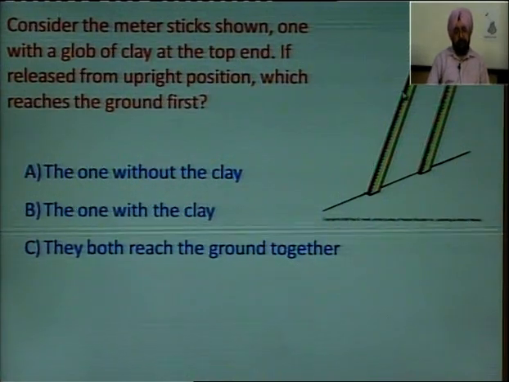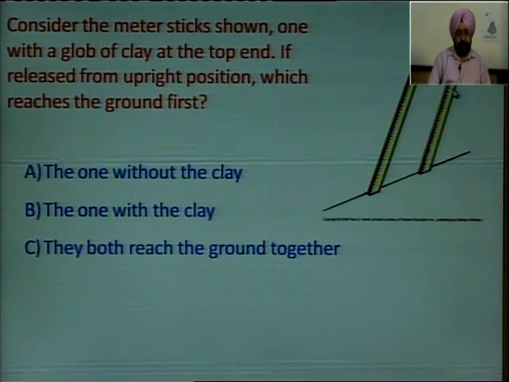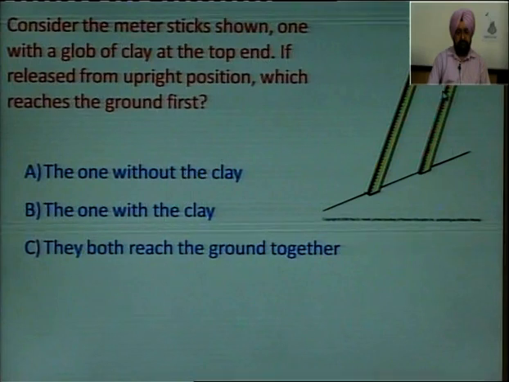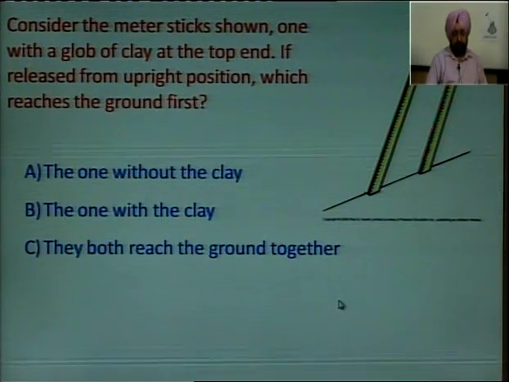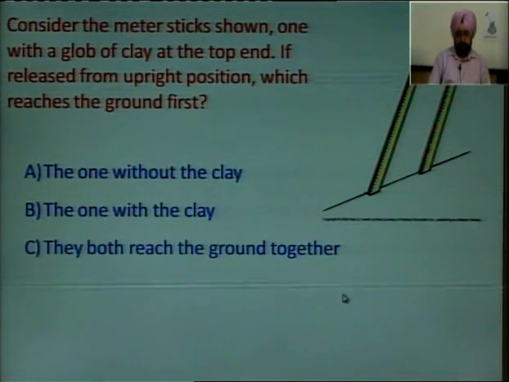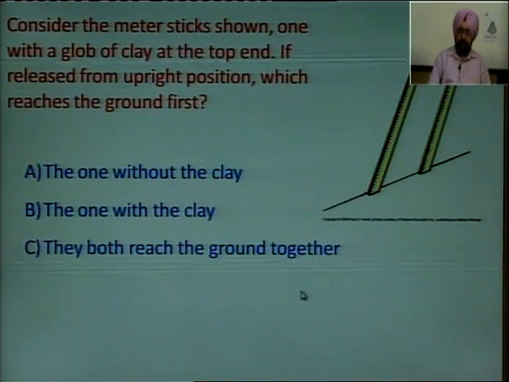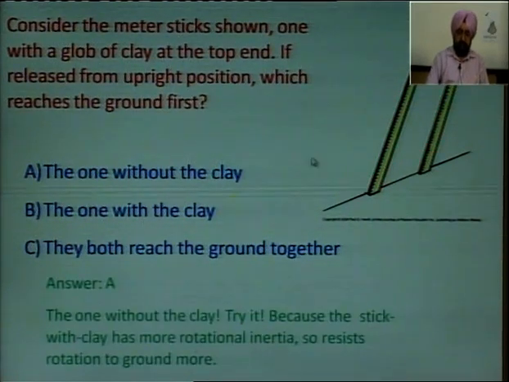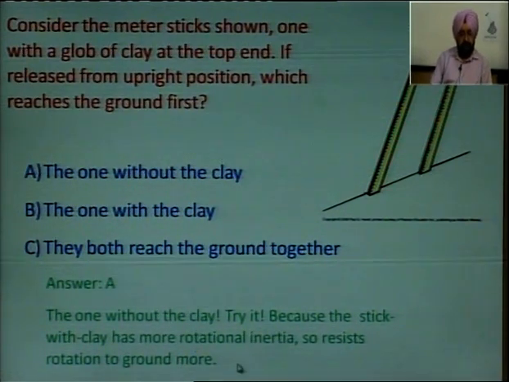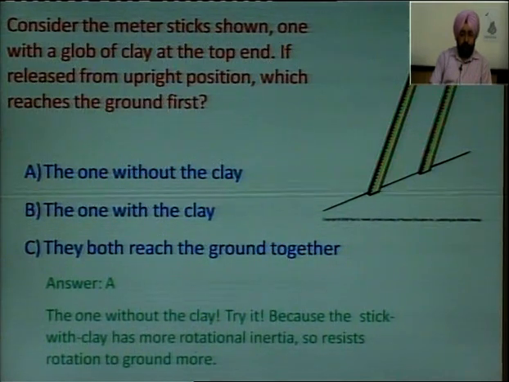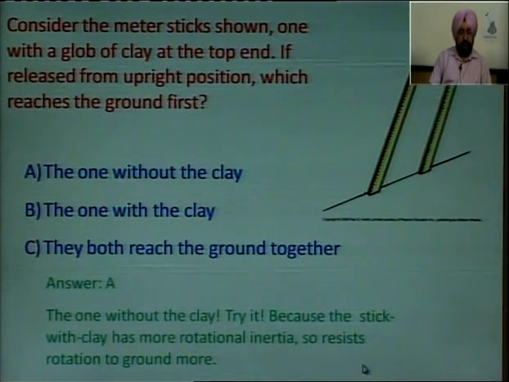Similarly, consider the meter sticks that are shown here, one with clay at the top. If you release them, which one will come down faster to the ground? The one without the clay, or the one with the clay, or will both of these reach the ground together? Your answer is the one without the clay. Why? Because the stick with clay has more moment of inertia, so it resists rotation to the ground more.